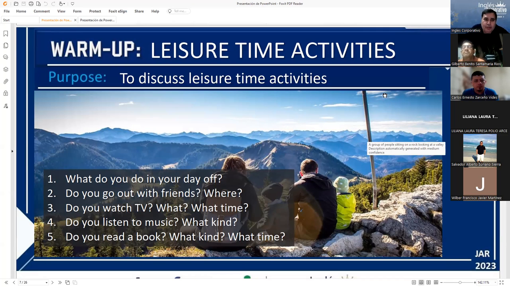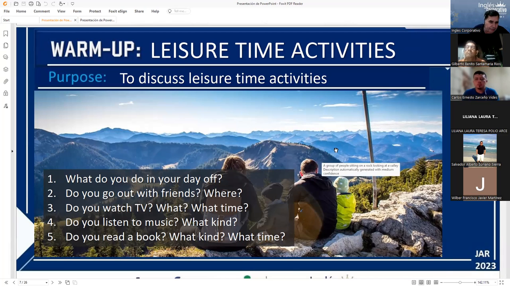Okay, let's begin with the warm-up. Leisure time activities. Teacher, what is leisure? Leisure time is activities that you do for fun, activities that you do when you are not working. Recreational activities, right? The purpose is to discuss leisure time activities.